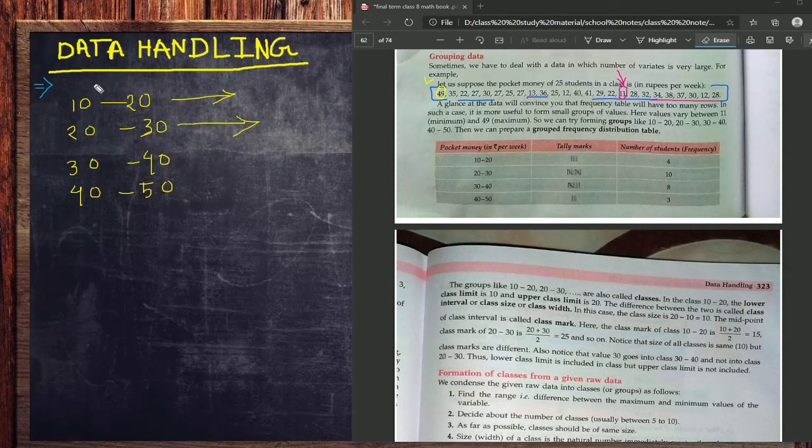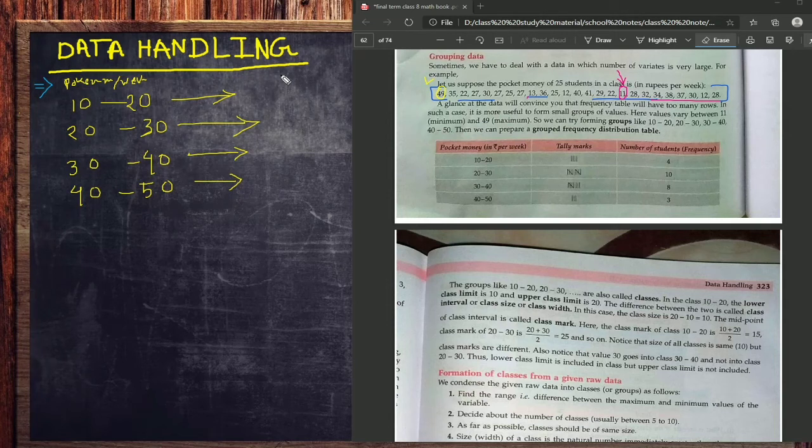So we can mark it as the pocket money per week. Remember, if you are writing for a certain time period, you have to mention it. Okay. Now the second thing is the frequency. What I told you, how many numbers are present in that particular group.